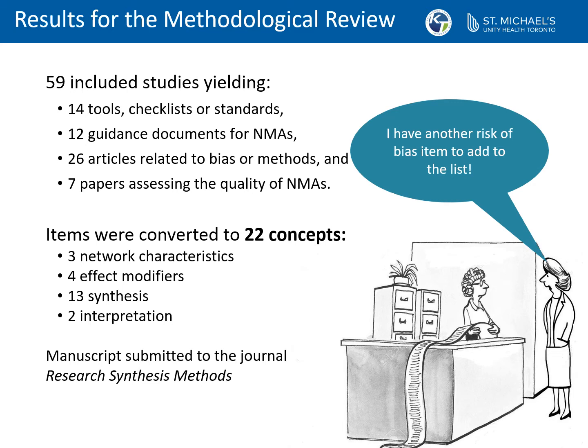A final list of 22 items were included, which were converted to 22 concepts, which were basically statements. And they were categorized into 3 domains: network characteristics, effect modifiers, and synthesis and interpretation. And finally, items were entered this past summer into a Delphi survey for experts to get their opinion on whether the items should be included or excluded.